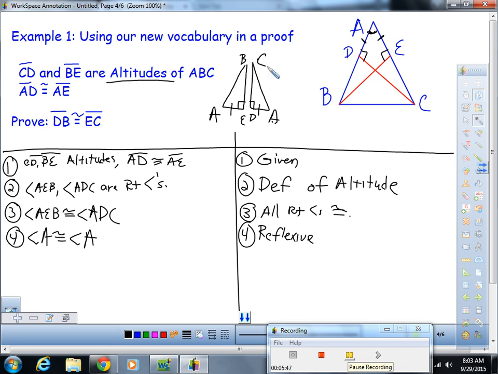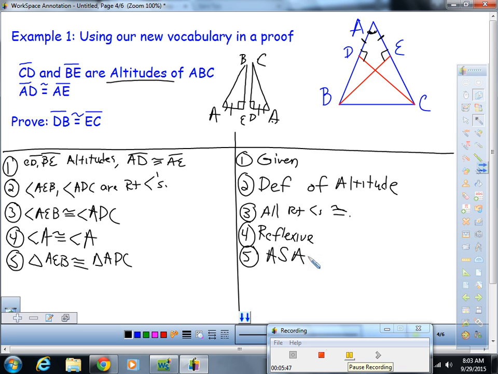Okay, that's better. Now I've got that, and now you can see that I could prove that triangle AEB, order matters, is congruent to triangle ADC. And my reason? What do you think, class? What's my shortcut reason? That's angle, side, angle. Okay?